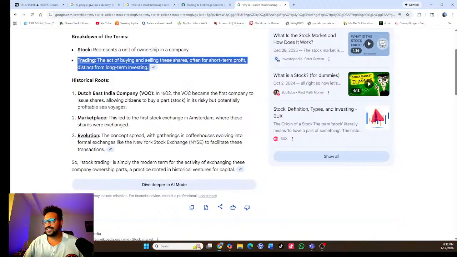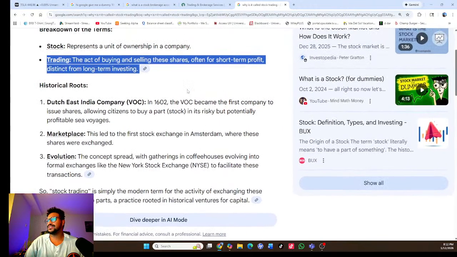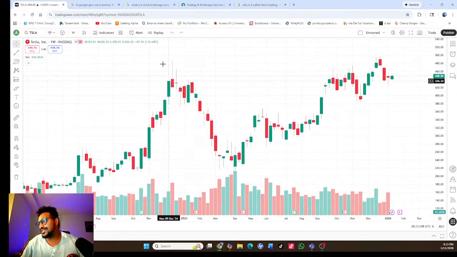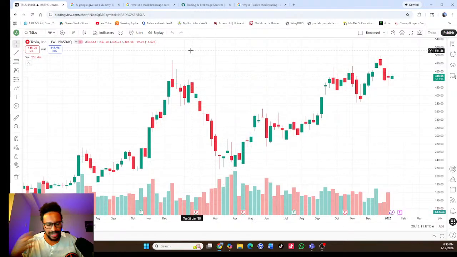It says the act of buying and selling these shares, often for short-term profit, is distinct from long-term investing, right? So all these people coming at you on TikTok and Instagram saying stock market, blah blah blah, and you've got all these charts and, oh man, you see it's holding resistance, they're doing stock trading. Okay.